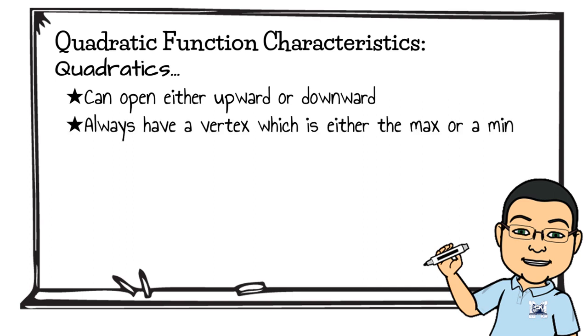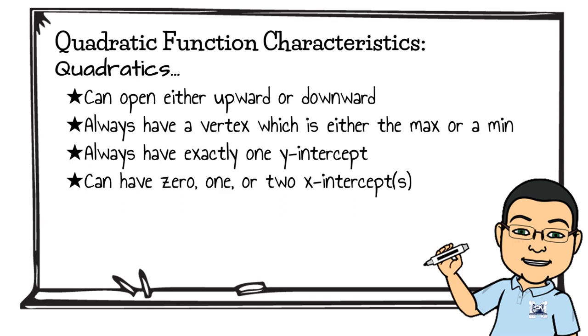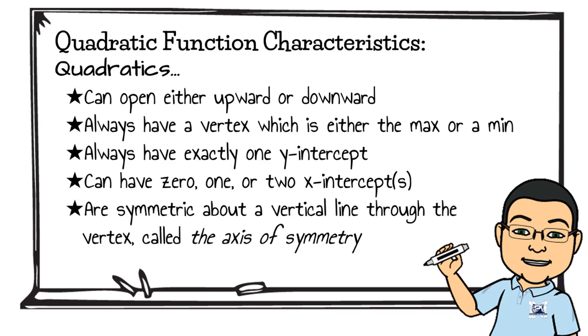Additionally, parabolas will always have a vertex, which is either the maximum value or the minimum value for the function. There's always going to be one y-intercept. And as we saw in the graphs, there could be 0, 1, or 2 x-intercepts. And lastly, every parabola is symmetric about a vertical line that passes through the vertex, and this is called the axis of symmetry.